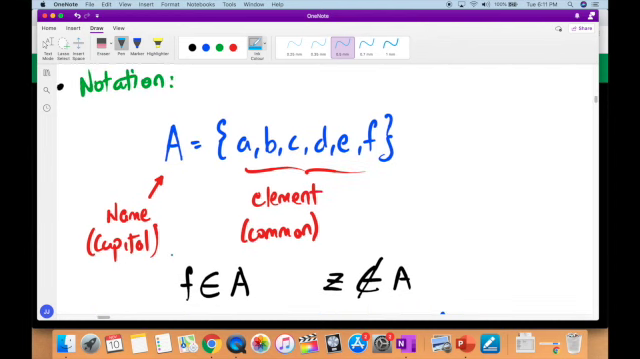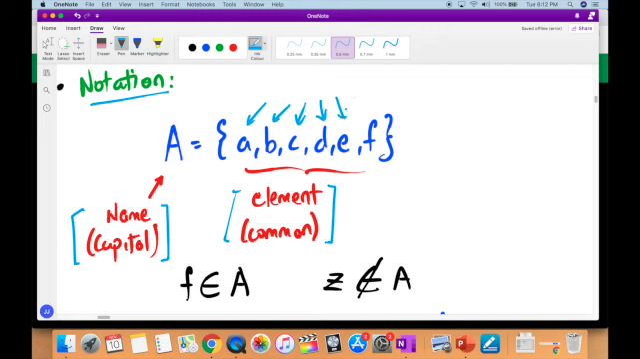Next, we start to talk a little bit more about set notation and how we write sets. We spoke about it already, how the name of a set is usually a capital letter. The elements of the set are usually written in common letters. And you know that a set is a collection of things. So these things are elements or members, right?